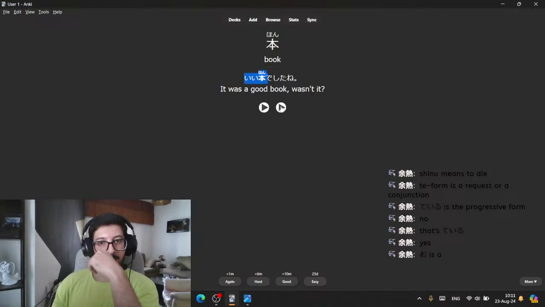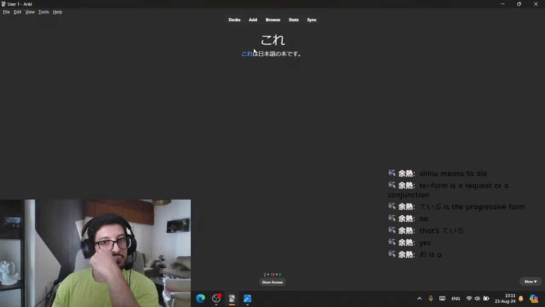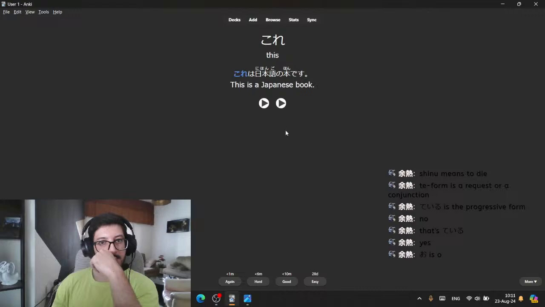いい本でしたね。これ。これは日本語の本です。これ, this. This is a Japanese book. これは, this.